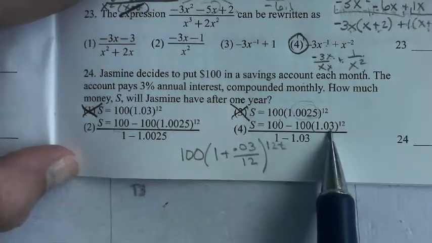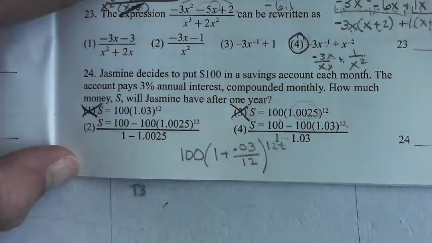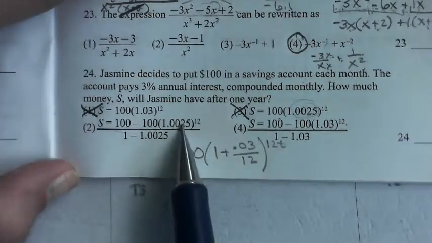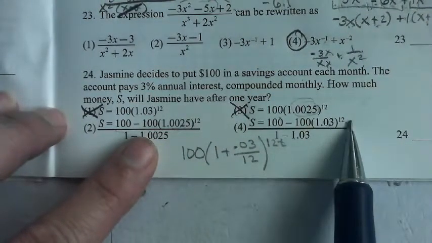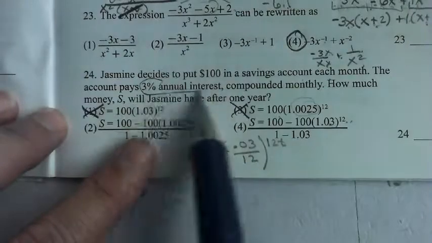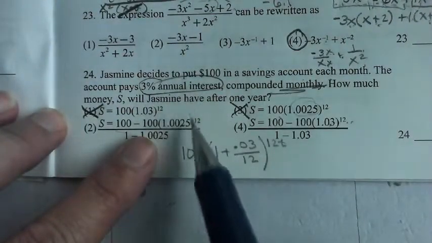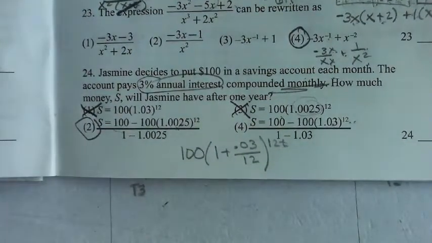Are you making 3% 12 times or 0.25% 12 times? What do you think, Isaiah? Yeah, this one. This one is showing you making a rate of 3% 12 times throughout the year. That's not the case. The annual interest is 3%. The monthly interest, you've got to divide that by 12. It's option 2.